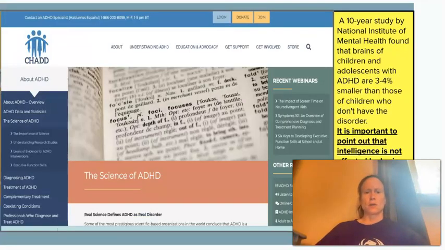Okay, so I looked at this one too. A 10-year study by the National Institute of Mental Health found that the brains of children and adolescents with ADHD are 3 to 4% smaller than those of children who don't have this disorder. It's important to point out that intelligence is not affected by brain size. Okay, let's repeat that. Intelligence is not affected by brain size. So perhaps my brain might be a teeny tiny bit smaller than everybody else's, but my intelligence is not affected.